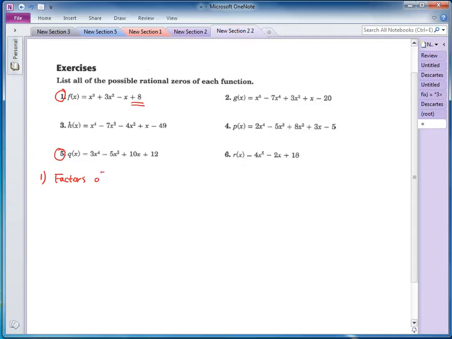So factors of 8. Give me factors of 8. 1 times 8, 2 times 4. And let's consider both cases: positive, negative, positive, negative. Plus or minus, plus or minus. Put commas between the list of numbers.